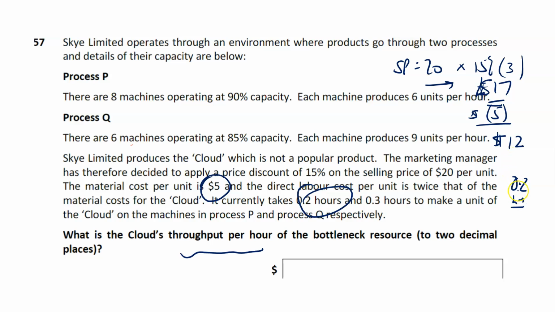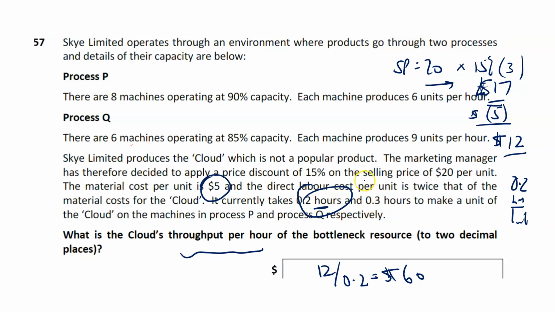So therefore, if it's taking 0.2 hours to make one unit, then for 1 hour we can do 12 divided by 0.2, which takes us to $60 per hour, if you like. Because it's $12 for every unit, and currently we're making one unit in 0.2 hours. And so that's how you sort of deal with it, really.